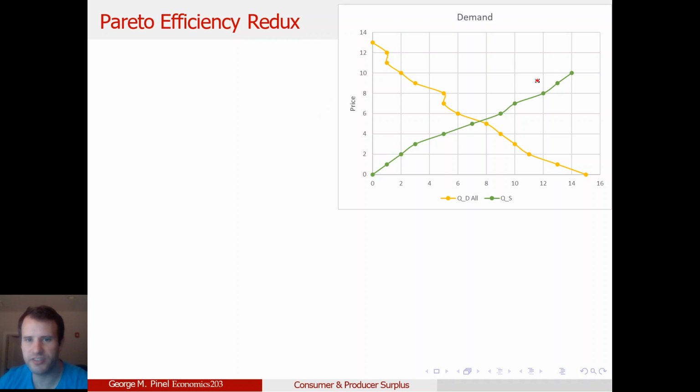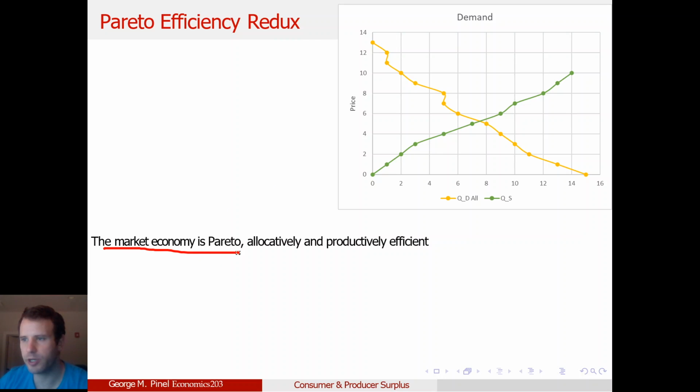So we now have a demand curve and we have a supply curve. The market economy is Pareto efficient, allocatively efficient, and productively efficient. What do I mean by that? Up here is the highest willingness to pay for hot dogs. So this might be, let's say Joe, who wanted to pay the most for a hot dog. This would be Joe's first hot dog, where he's willing to pay $13 for it or something like that.